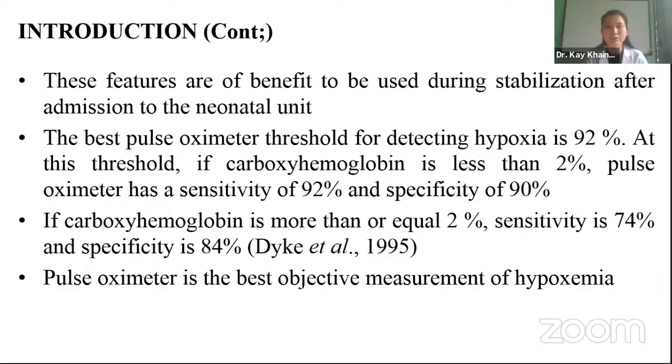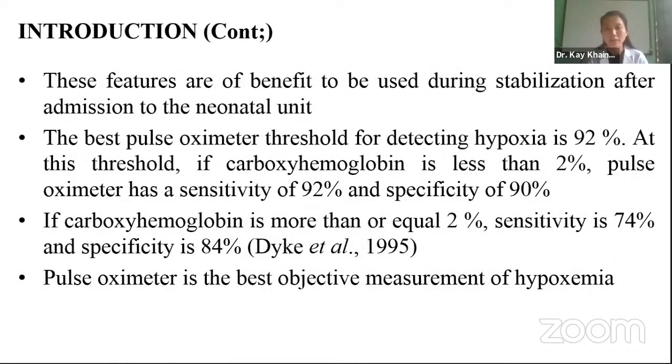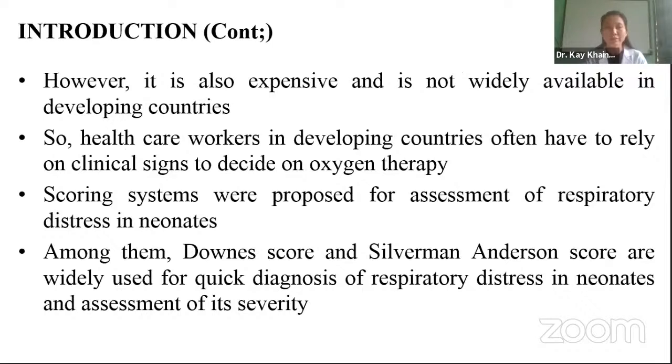The pulse oximeter threshold for detecting hypoxemia: if carboxyhemoglobin is less than 2%, the pulse oximeter has a sensitivity of 92% and specificity of 90%. If carboxyhemoglobin is more than or equal to 2%, sensitivity is 81% and specificity is 84%. Pulse oximeter is the best objective measurement of hypoxemia. However, it is expensive and not widely available in developing countries, so healthcare workers in developing countries often rely on clinical signs to decide on oxygen therapy.